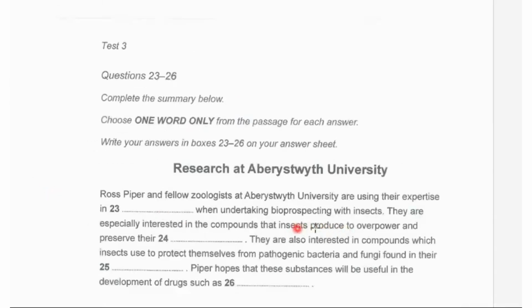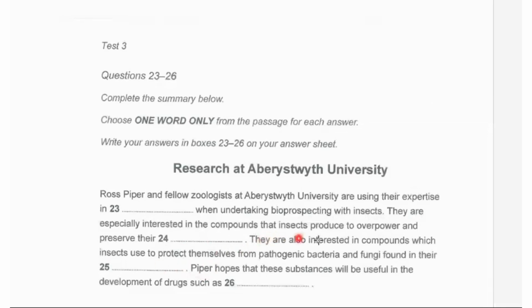So, compounds that insects produce to overpower and preserve their prey. Prey, P-R-E-Y. That's going to be our answer. Number 24, P-R-E-Y. To overpower and preserve their prey.